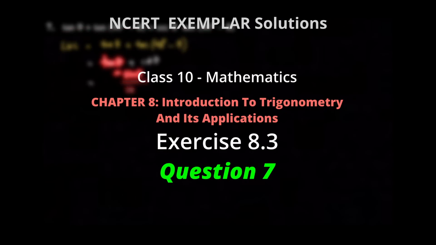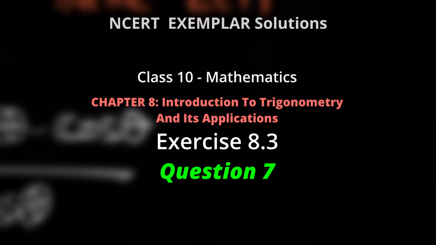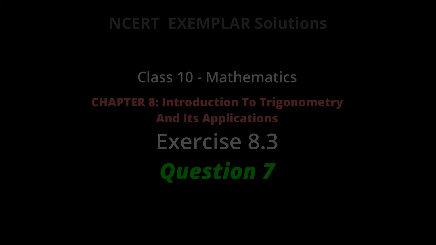NCERT Exemplar Solutions, Class 10, Maths, Chapter 8, Exercise 8.3, Question number 7. Prove that tan theta plus tan of 90 degrees minus theta is equal to secant theta into secant of 90 degrees minus theta. Let us take the LHS.